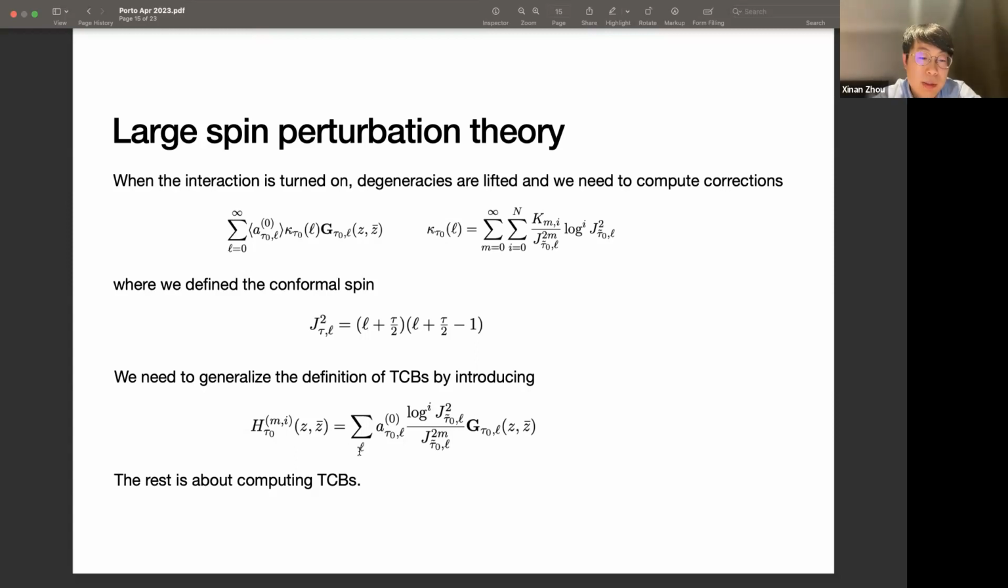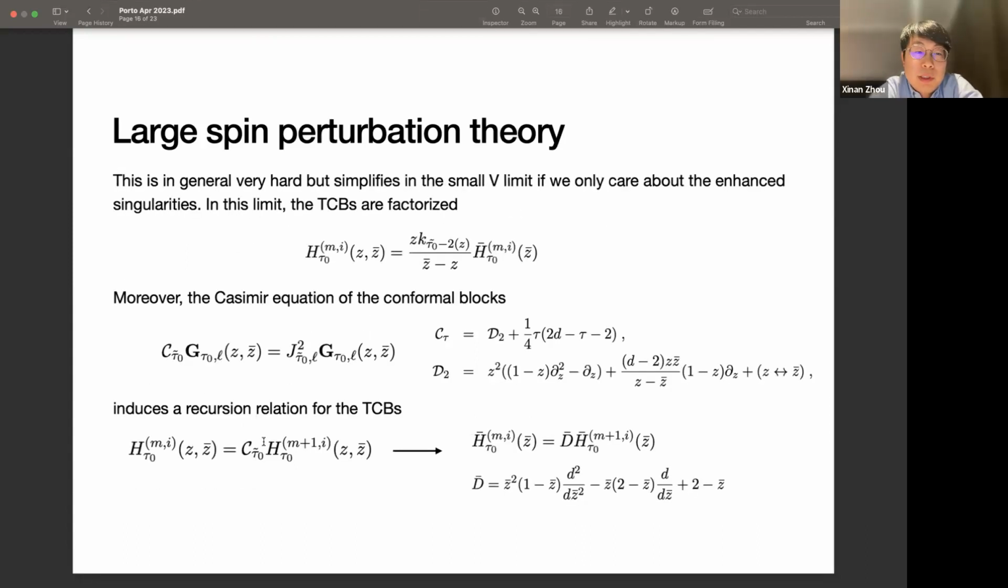Now we need to think about how we can compute these twist conformal blocks. Now, the computation of these twist conformal blocks is in general very difficult, if not impossible. But in the limit where V is very small, and if we only care about the enhanced singularities, then it becomes tractable. So in this limit, it follows from the form of the conformal blocks that the twist conformal blocks themselves also become factorized.